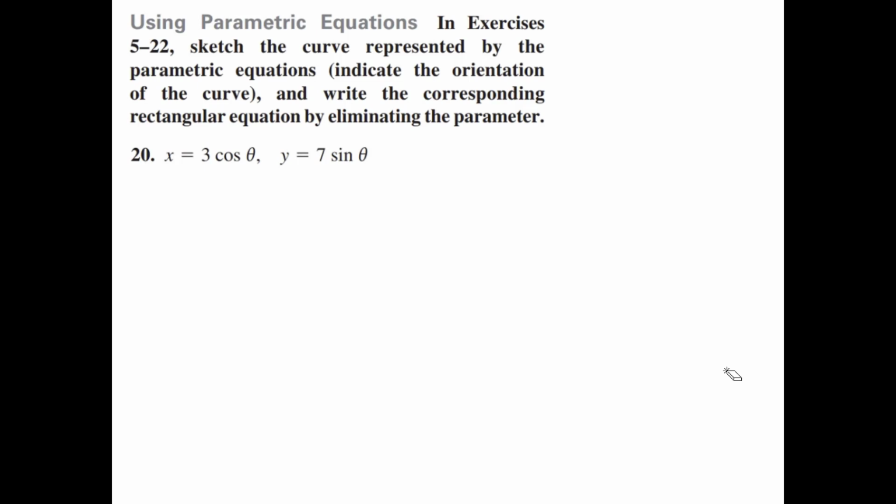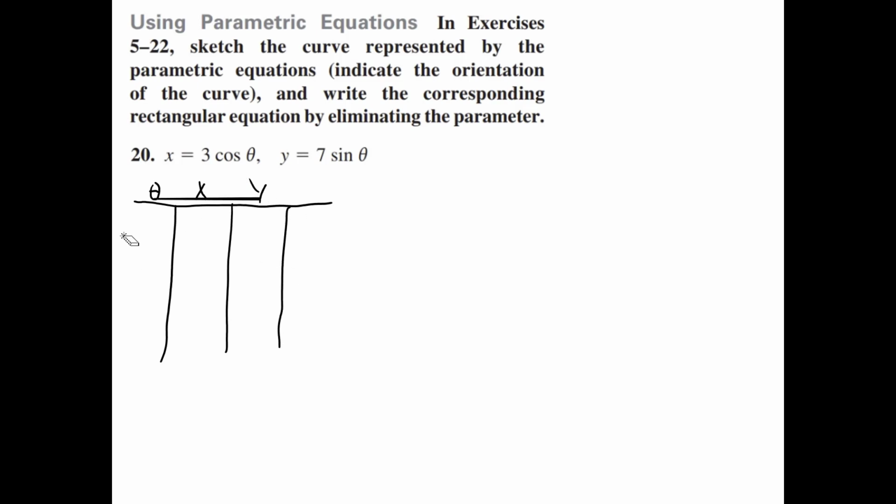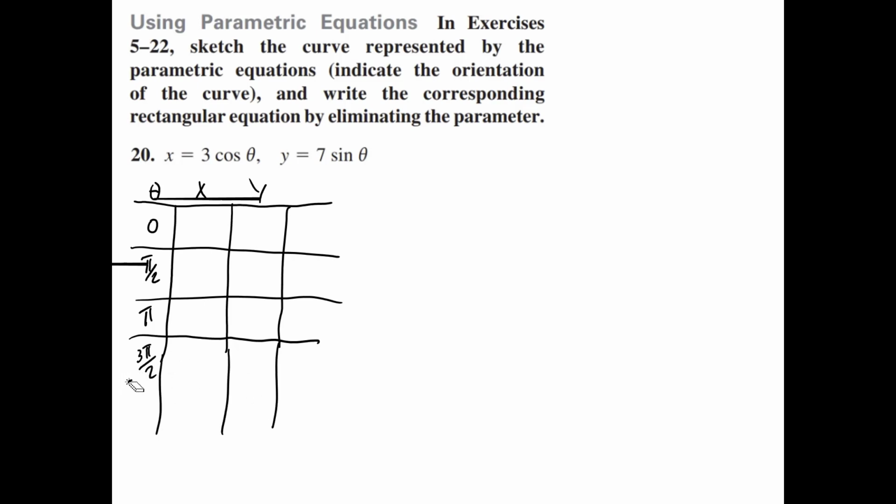Not going to make the table. I've already done that for you. Actually, let's just go ahead and quickly make the table. Your parameter now is theta. It doesn't have to be t. Your x and then your y. You're looking at these trig functions, so it should make sense to put in the quadrant angles. 0, pi over 2, pi, 3 pi over 2, and 2 pi.